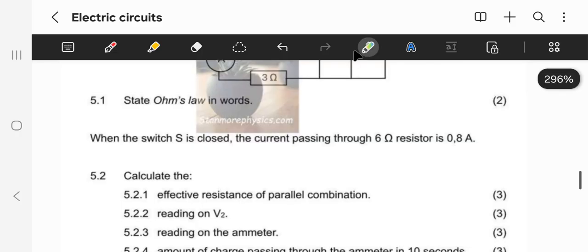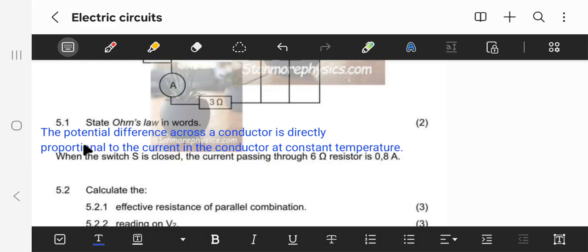The first question says we have to state Ohm's law. So Ohm's law, guys, is as follows. It says that the potential difference across a conductor is directly proportional to the current in the conductor at constant temperature. Or sometimes you can start with current and say that the current in a conductor is directly proportional to the potential difference across the conductor, provided that temperature is constant. But yeah, that is your Ohm's law. So that's how you state it basically. Now let's look at the second question.